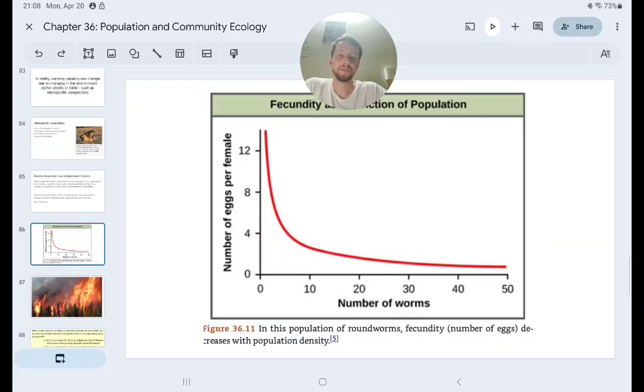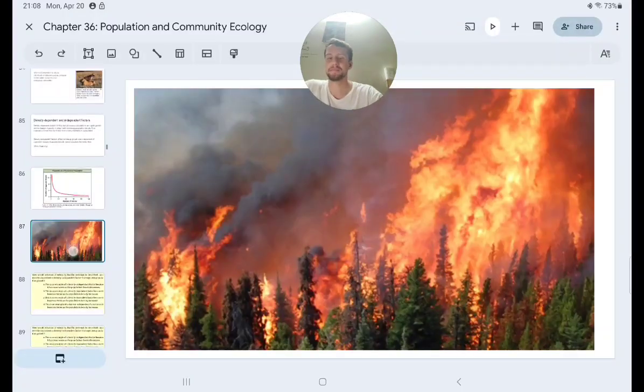And so this is a nice graph showing, for example, with worms, the more worms there are, the fewer eggs per female in those worms. And so the fecundity is decreasing with population density. In other words, the number of offspring per female is decreasing with population density.